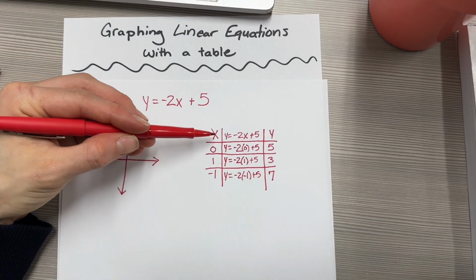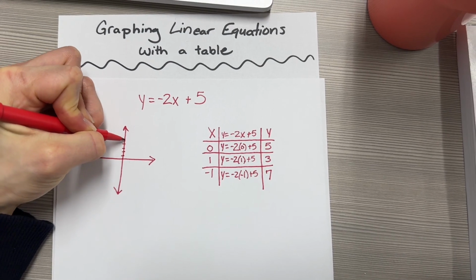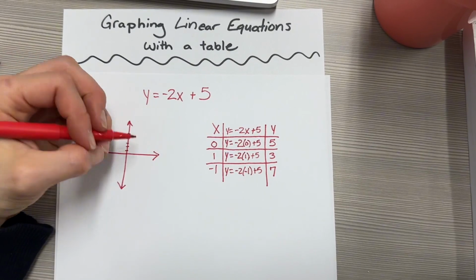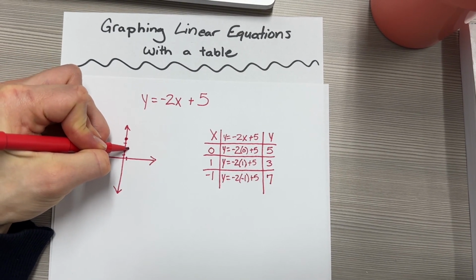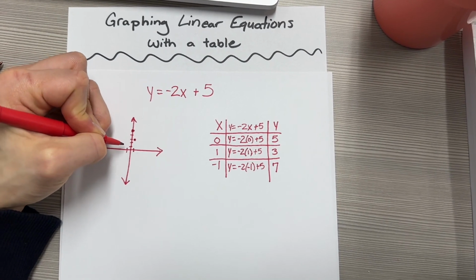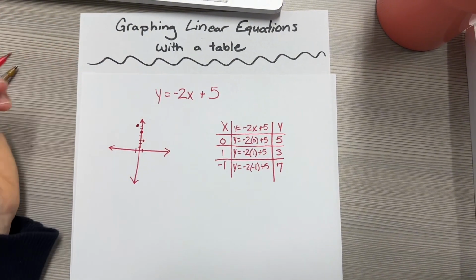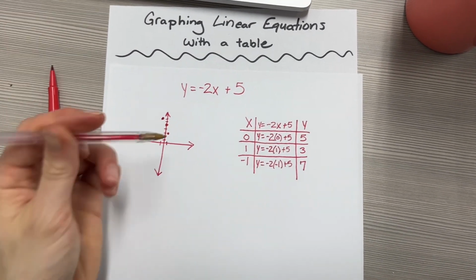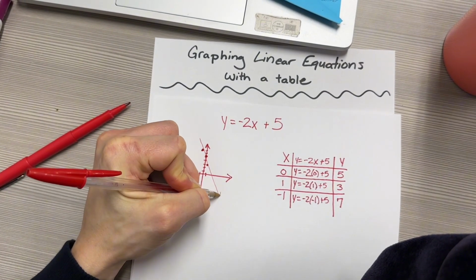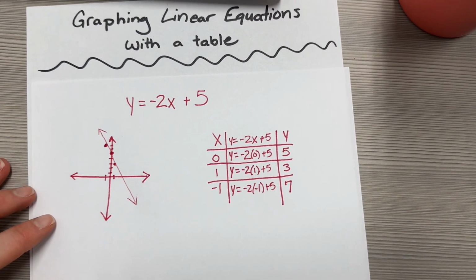So our first one's at 0, 5. So we're going to go, starting at 0, go up 5. 1, 2, 3, 4, 5, right there. Second one, we're going to the right 1, up 3. So that should be about here. And then for our x of -1, we're going to go to the left 1, and then up 7. So I need a couple extra points here. So roughly that's what my line is going to look like. Again, it's not perfect because I'm not using graph paper, but should look something like that.